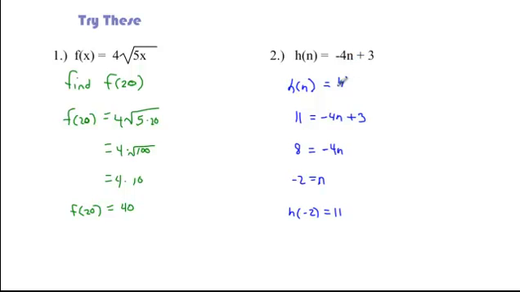In number 2, this time you had the h of n given to you as 11. So you are going to put 11 in here and solve for n. You were given the output, you're solving for the input. So you're doing an algebraic equation. Subtract 3 from both sides, and you get 8 equals negative 4n. Divide both sides by negative 4, and you get negative 2 equals n. And then finally plug that negative 2 in right here, and you get h of negative 2 equals 11.